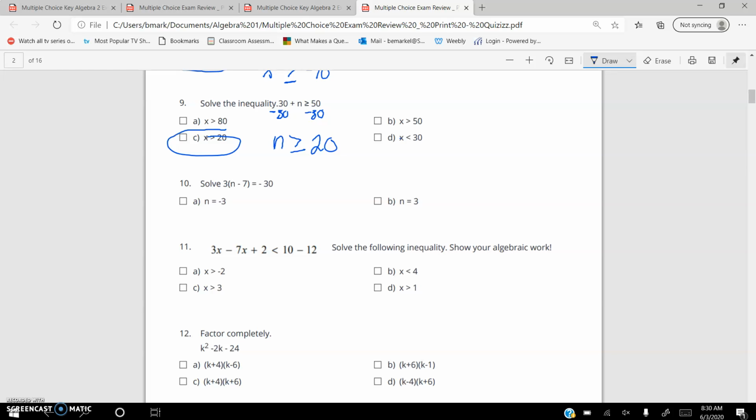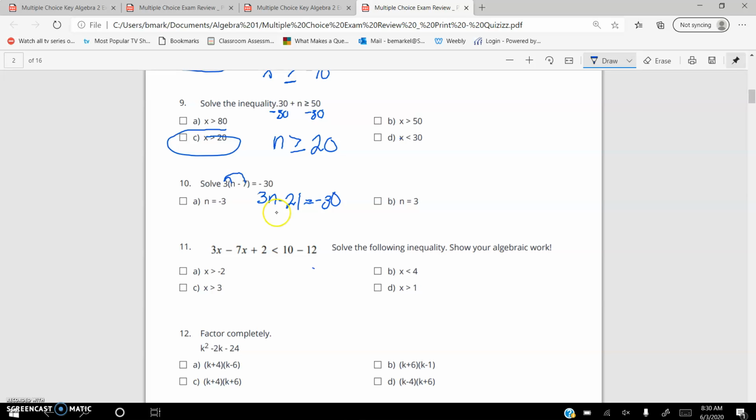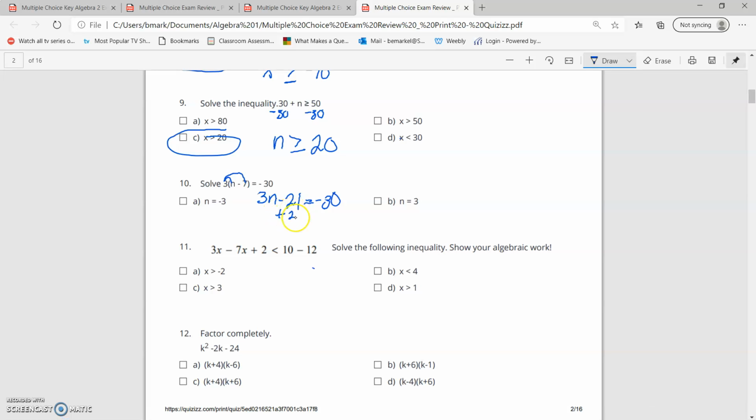For number 10, remember we want to get rid of those parentheses first, so we're going to start by distributing our 3. 3n minus 21 is equal to my negative 30. Move my 21 over first, so add 21. 3n is equal to negative 9, and then divide both sides by 3. So n is equal to negative 3.